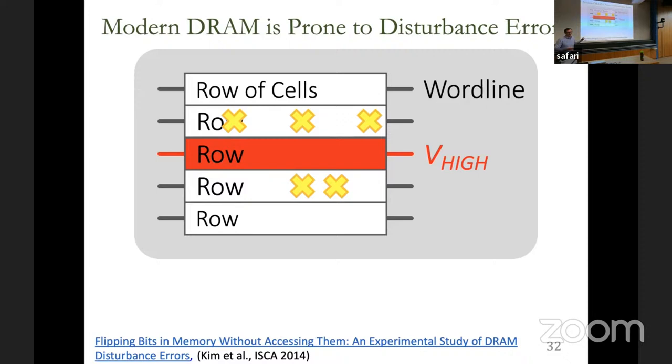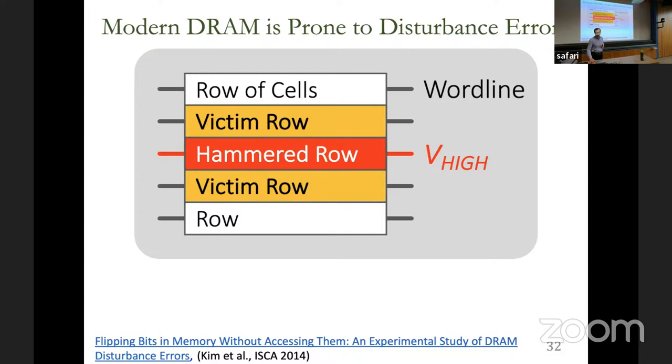The mechanism makes sense, but it shouldn't happen, clearly. This should not happen because whenever you're reading from memory, you should not change anything in memory. And in this case, you're reading or activating a row. You're not even writing to any place. So basically, this is not specified, and it's clearly an error. We call this the hammered row, and we call these the victim rows.